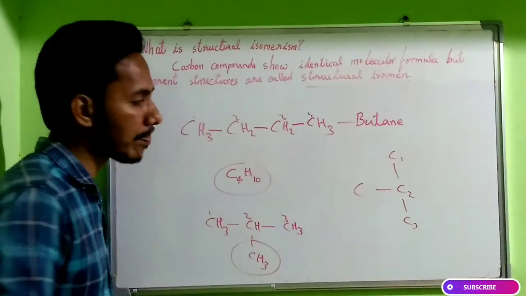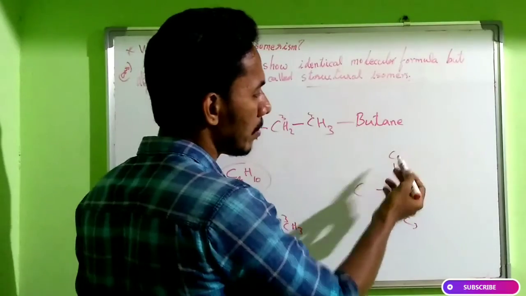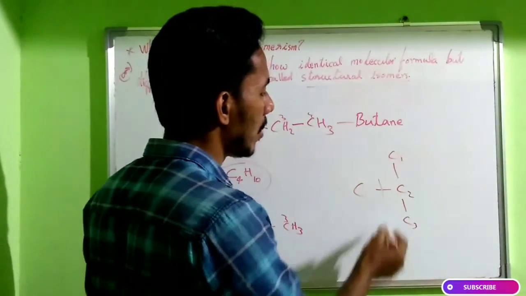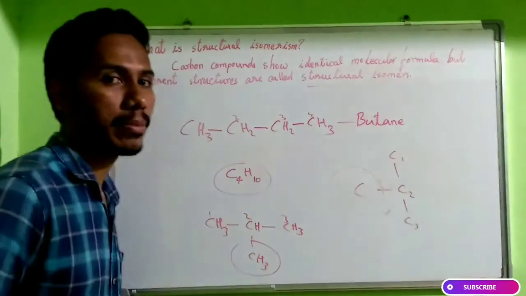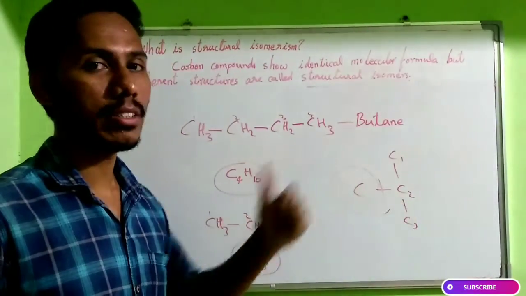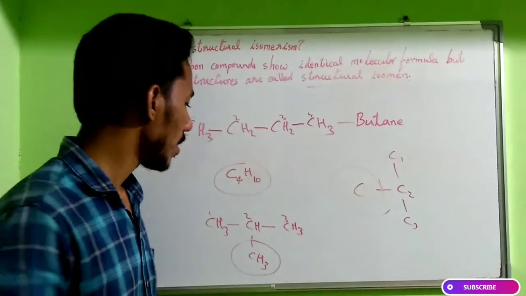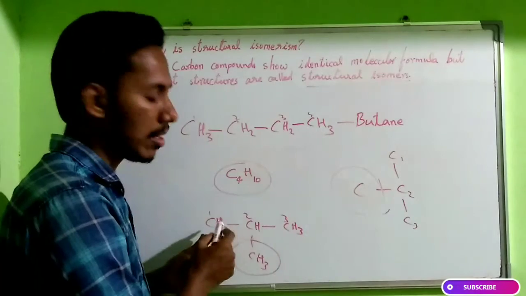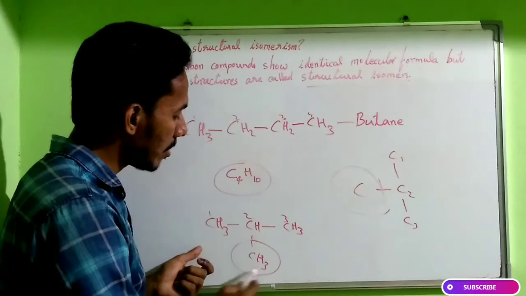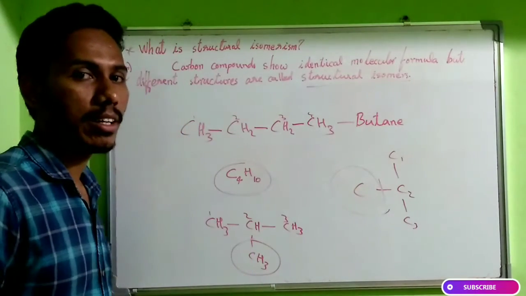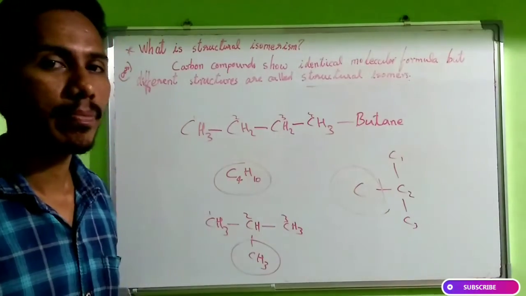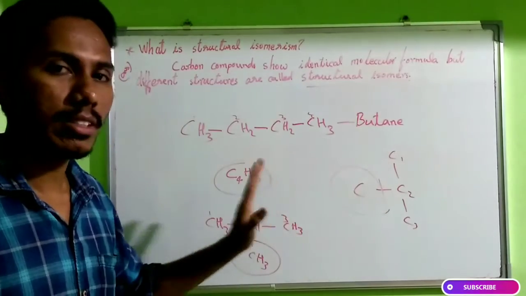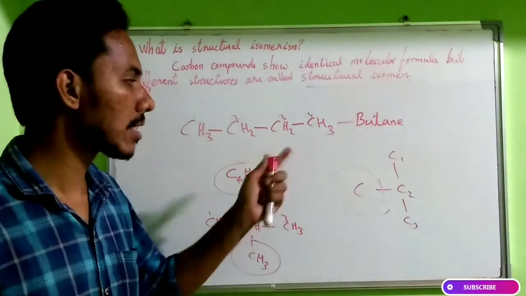Number this carbon atom starting from anywhere. So 1, 2, 3, and there is a branch from carbon 2 in this chain. The same thing will repeat here. 1, 2, 3. This is the chain, and there is a branch at the second carbon. It is the same here. So these two are the same, not structural isomers.